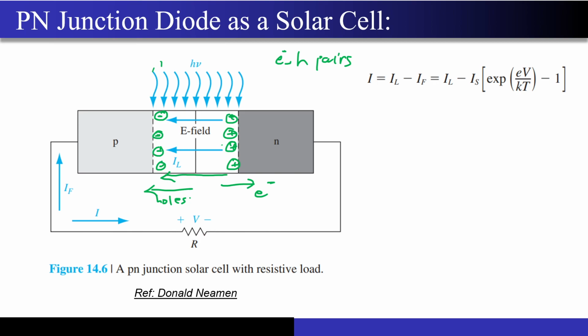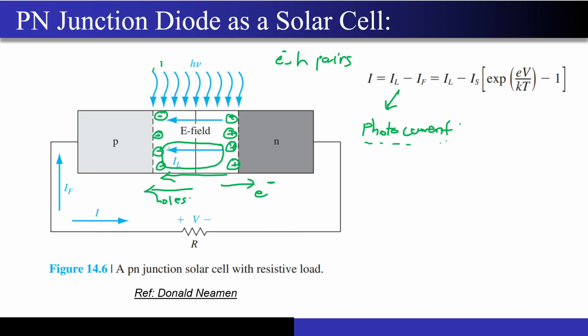right? That is why the IL that you are seeing over here, right? What is this IL, by the way? This IL is nothing but the photocurrent. And what is this photocurrent? The current that I am actually getting because of shining the light on top of the semiconductor, right? That current is nothing but your photocurrent actually, right? So that is why the photocurrent is shown on the left side over here, right?